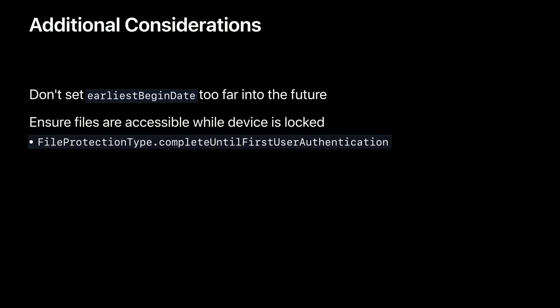Next, make sure that any files you need to access during a processing task are accessible when the device is locked, because that's a time when we'll typically launch your task. We do guarantee that we won't start your task until the user first unlocks their device, so make sure any files you need to access are at most file protection type, complete until first user authentication.